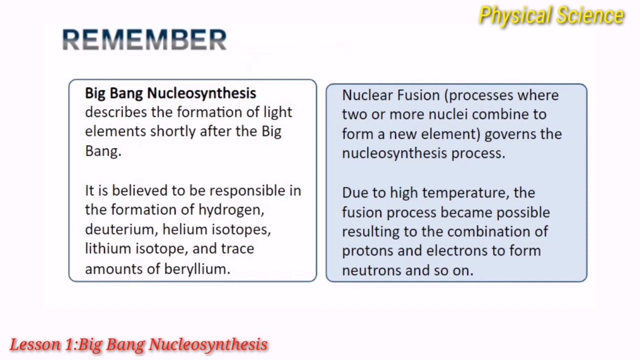It governs the nucleosynthesis process. As you can see a while ago in the image, helium-3 and one free neutron performed the nuclear fusion process. Due to high temperature, the fusion process became possible, resulting in the combination of protons and electrons to form neutrons, and so on.